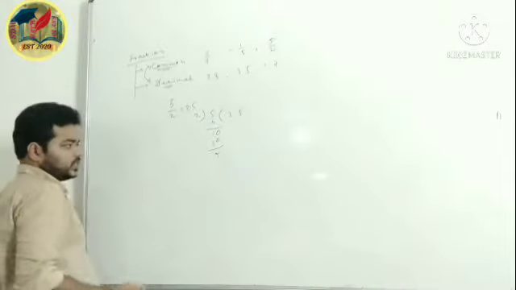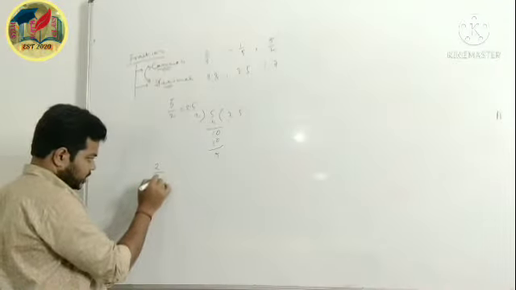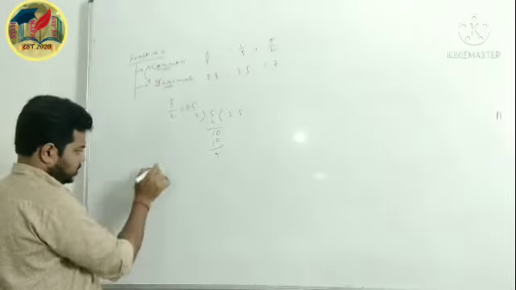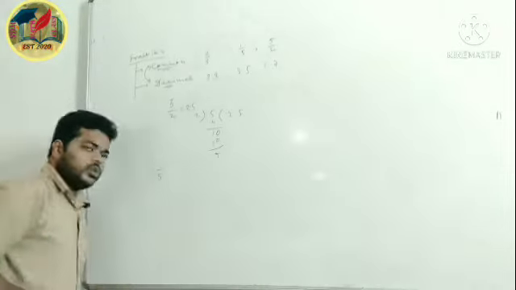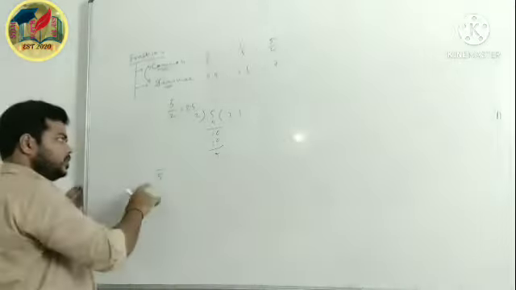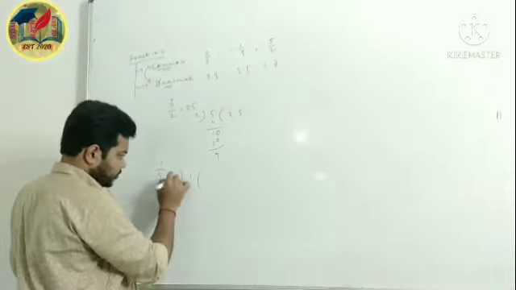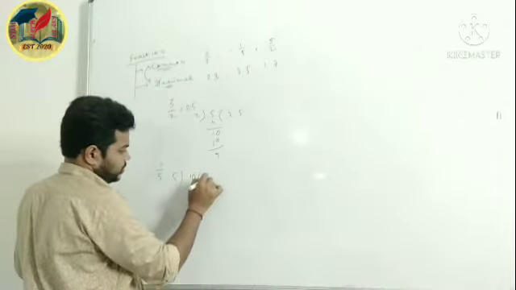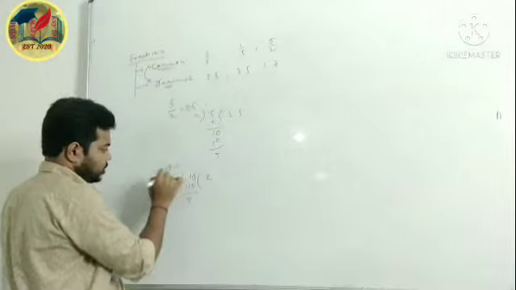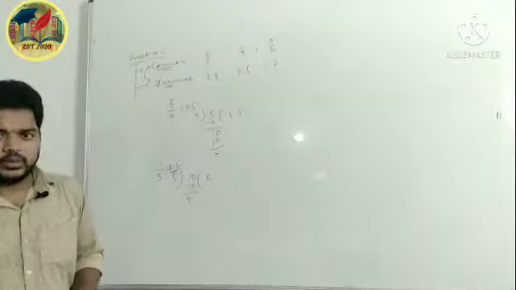Clear? Suppose we consider a proper fraction, 1 by 5. 1 by 5 is a proper fraction because the numerator is less than the denominator. If we convert it to a decimal fraction, then we divide 1 by 5. 5 2s are 10, that is 0.2. So 0.2 is the decimal expression of 1 by 5.